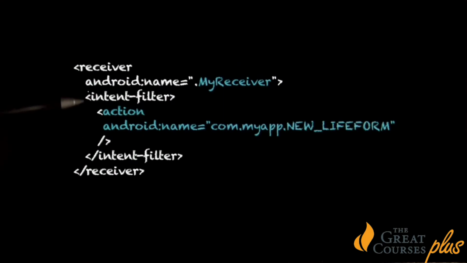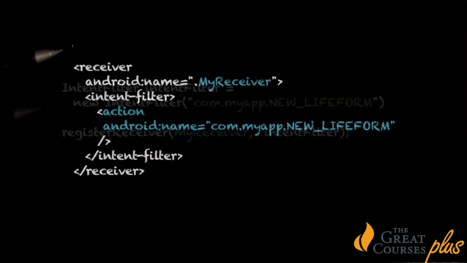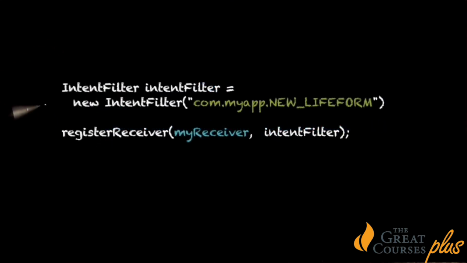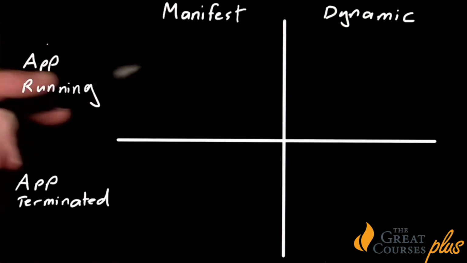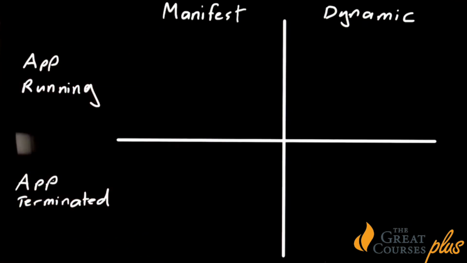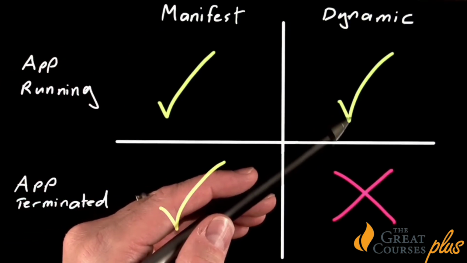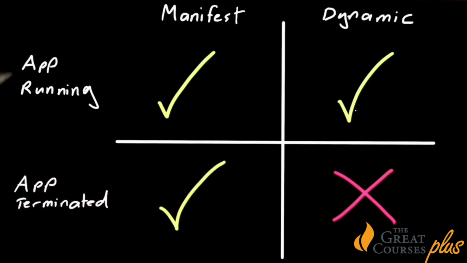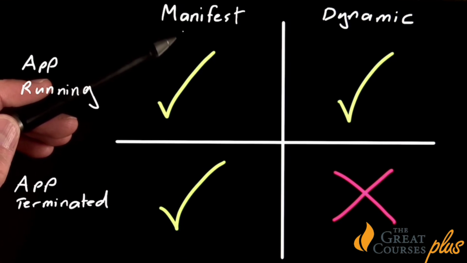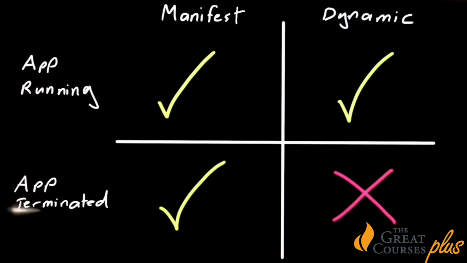Then you define the intent filter that specifies the broadcast event you want to receive. You can do that either here in the manifest, or if you're registering your receiver with an application component, such as an activity, you can create your new intent filter like this. The biggest difference between manifest and dynamic receivers is when they're triggered. A programmatically registered receiver will only receive broadcasts while the app is running, while a manifest declared receiver will start your app specifically to receive your broadcasts.